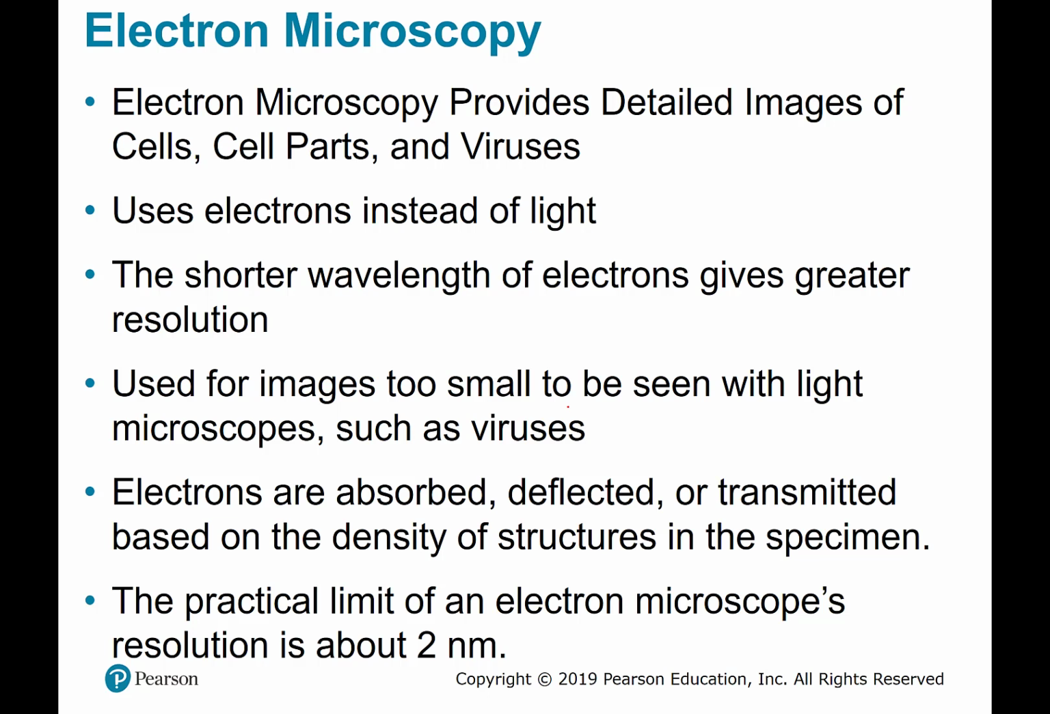So 2 nanometers is much smaller than 0.2 micrometers. 2 nanometers would be equivalent to 0.002 micrometers. The electrons are going to be absorbed, deflected, or transmitted based on the density of the structures in the specimen. And the practical limit, as I mentioned, of an electron microscope's resolution is 2 nanometers. And that would allow you to visualize viruses.